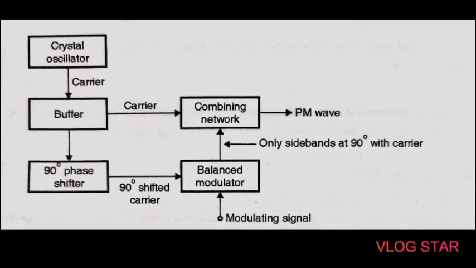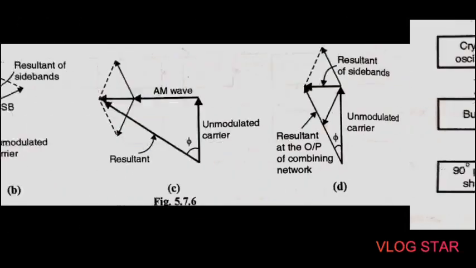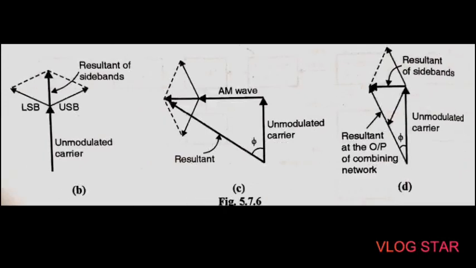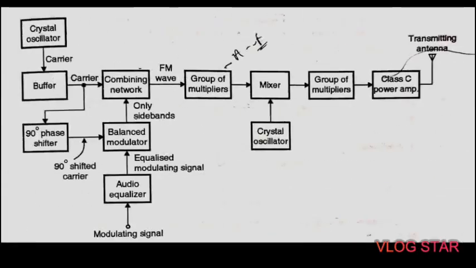So comparing the phase modulator in figure 5.7.6a, this is the 5.7.6a. So with this block diagram of the Armstrong method which is shown in 5.7.6a, you will find that by including just one block which is called the audio equalizer, this is the audio equalizer, using this audio equalizer we can get FM from the PM. So let us see how this PM is converted into FM by the use of this audio equalizer.